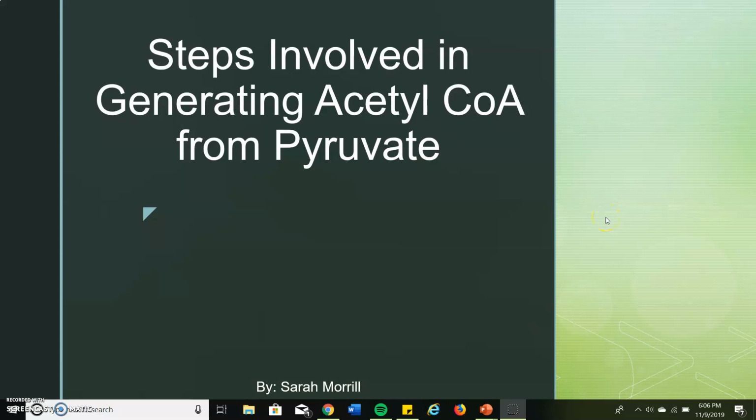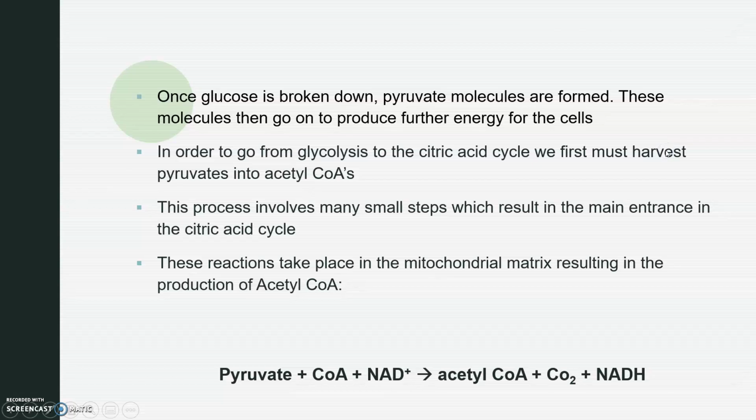Hi everyone, in this video I'm going to be discussing the steps involved in generating acetyl CoA from pyruvate. So once glucose is broken down, pyruvate molecules are formed. These molecules then go on to produce further energy for the cells.